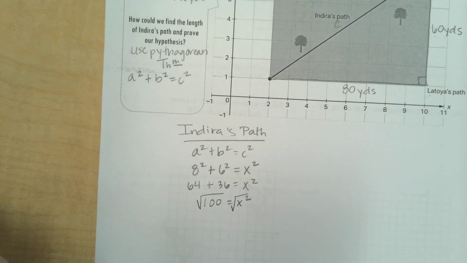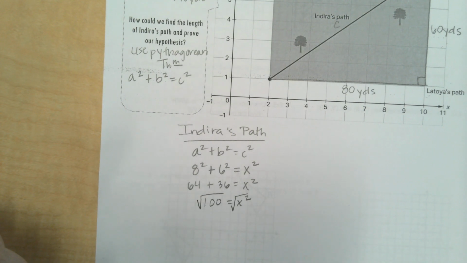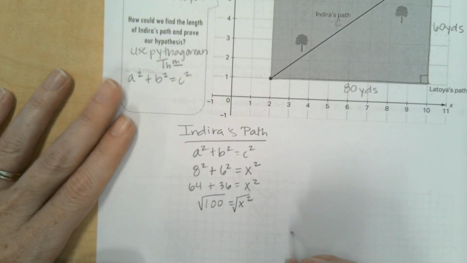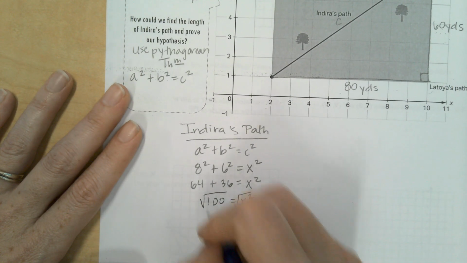Now, normally you get two answers. You get a positive one and a negative one. But we're talking about distance. So which one doesn't work? Negative. Okay, so we only want our positive answer. So what is the square root of 100? 10.